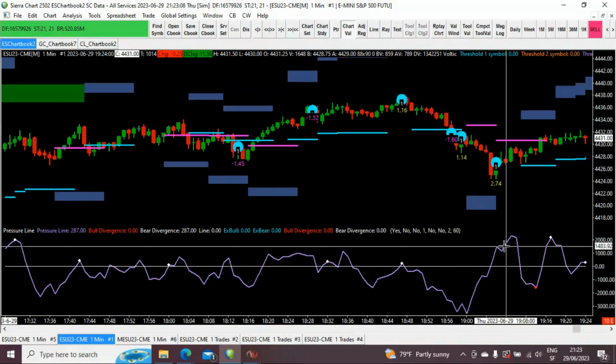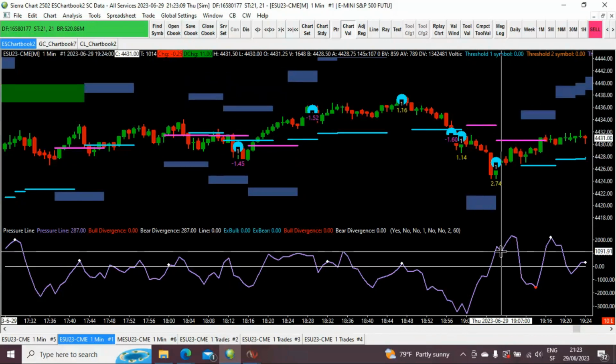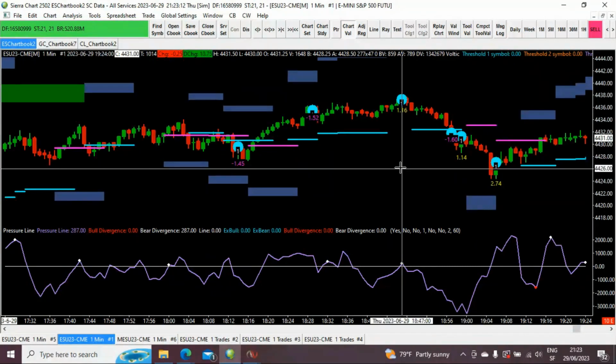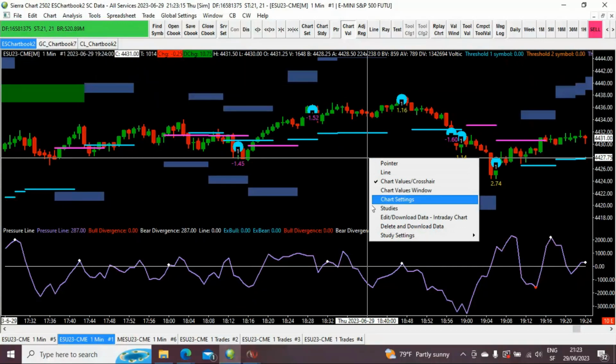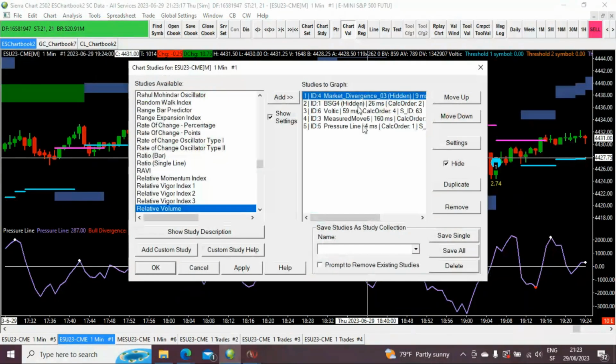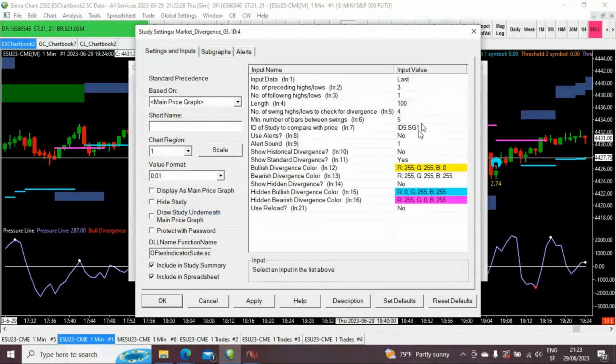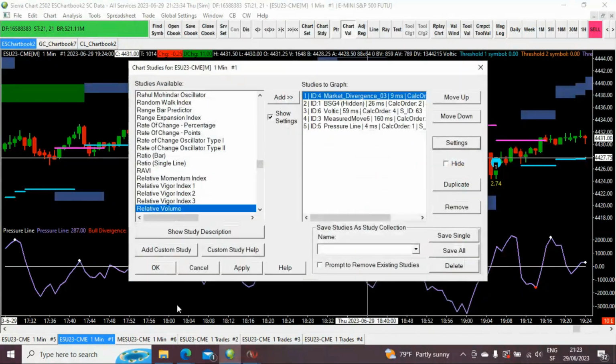Now, picking out divergences with the naked eye can sometimes be a bit challenging. So we developed another indicator to help with that, which is called market divergence. Let me just check settings here. Okay, we'll start off with that historical divergence.